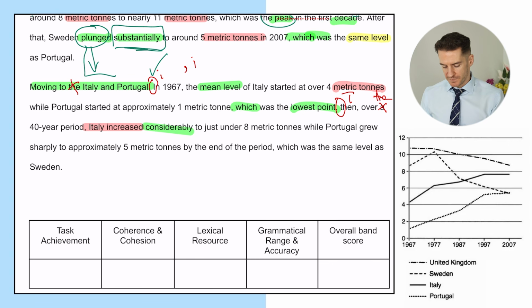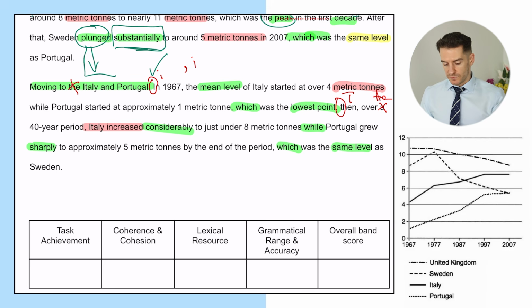Considerably, nice word, to just under 8 metric tons, while Portugal, nice grammar, Portugal grew sharply, nice vocabulary, to approximately 5 metric tons by the end of the period, which again, very, very nice, which was the same level. There's that comparison as Sweden. So a nice body paragraph again, but just a few small issues here and there.